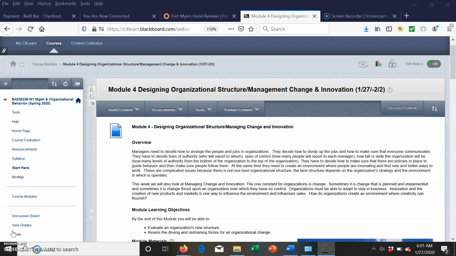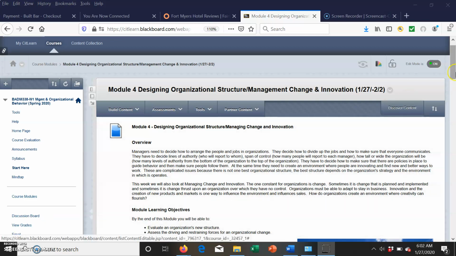This week we're going to be looking at designing organizational structure. So the 4 functions of management are planning, organizing, leading, and controlling. So we're still looking at planning with organizational structure and figuring out how to make change in an organization.